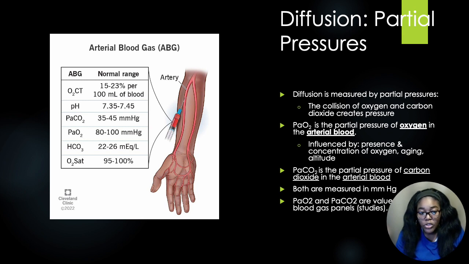So again, the partial pressure measurement is 35 to 45 for the partial pressure of carbon dioxide, and that is what we would consider normal on an ABG panel. So again, when we start looking at ABGs, make sure you're paying attention to the carbon dioxide partial pressure, not the oxygen partial pressure. Do not get those two confused.